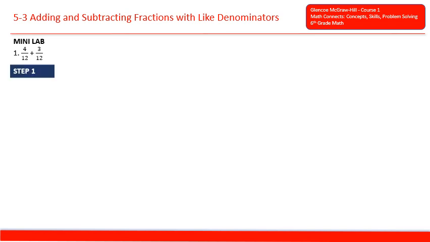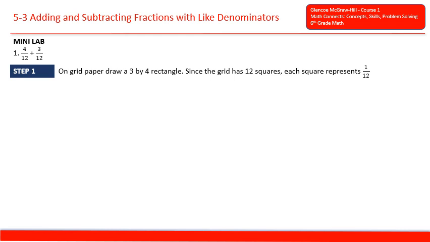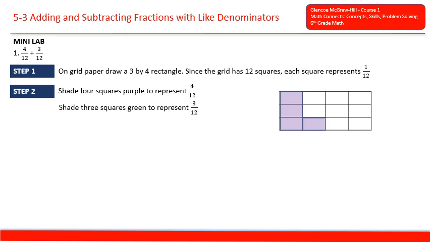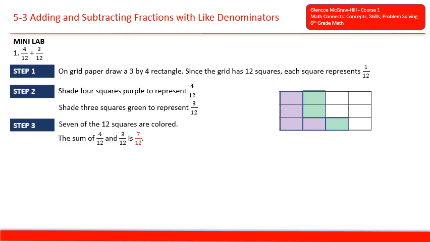4/12 plus 3/12. Step 1, we're going to draw a 3x4 rectangle. Since the grid has 12 squares, each square represents 1/12. And we will shade 4 squares purple to represent 4/12. Then we'll shade 3 squares green to represent 3/12. And 7 of the 12 squares are colored. So the sum of 4/12 and 3/12 is 7/12.